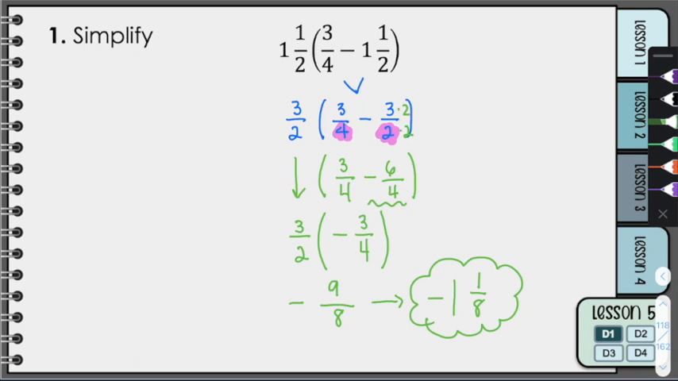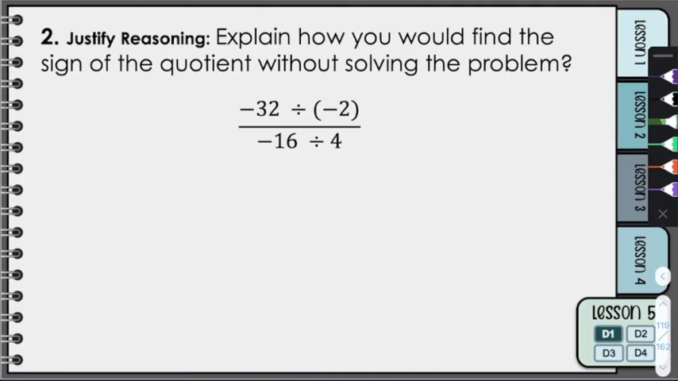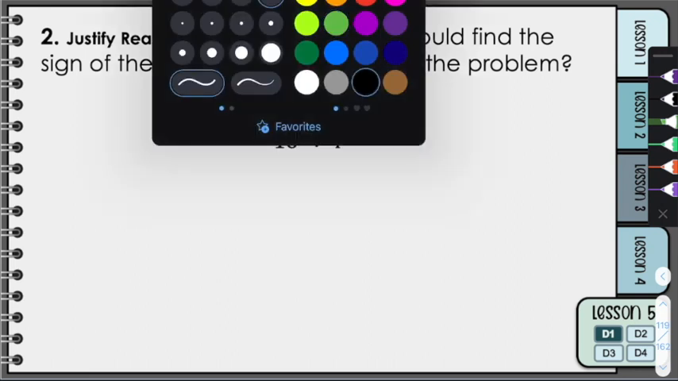Let's go to our second problem. We have a justify reasoning. We are asked to explain how you'd find the sign of the quotient without solving the problem. So without getting a numerical value, we need to solve this.